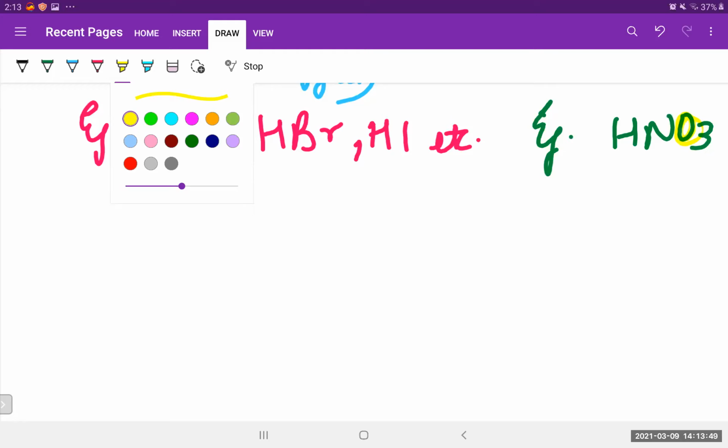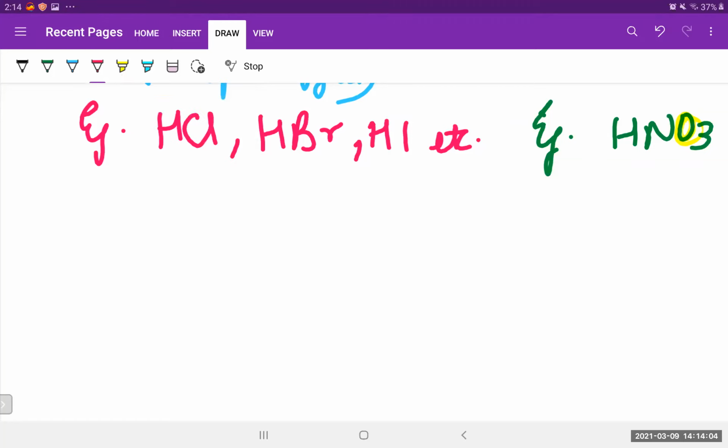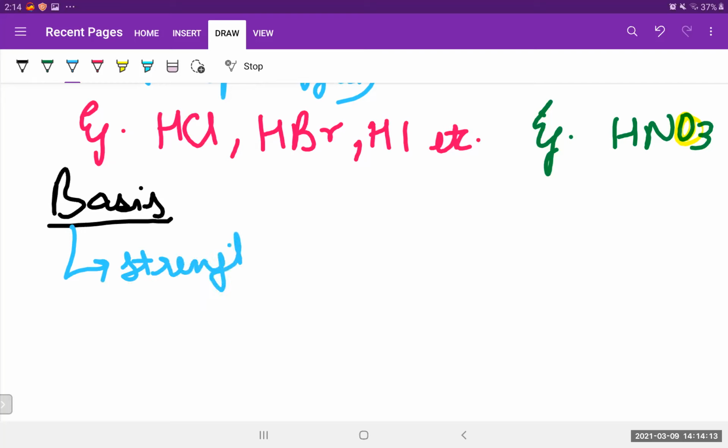So now we'll classify it on the basis of strength. Okay, we'll classify it on the basis of strength now. So let's write down the basis again. What is the basis? It's strength.